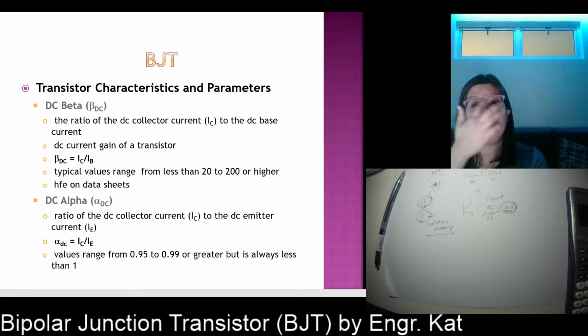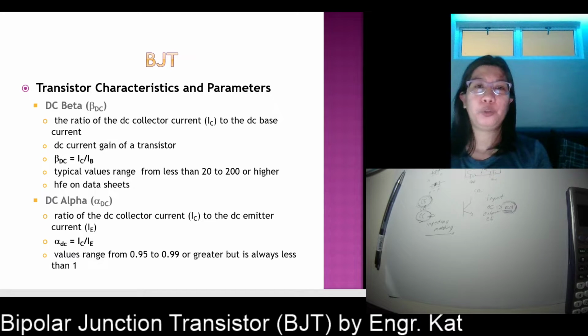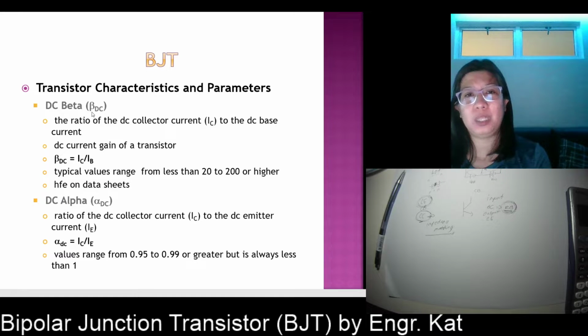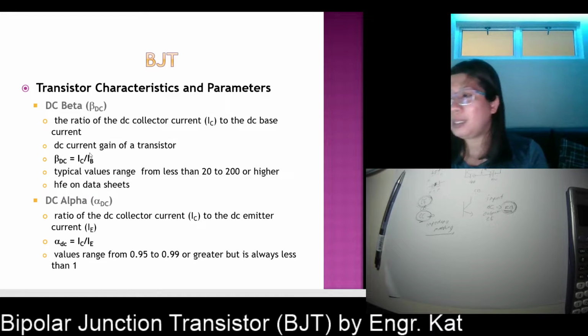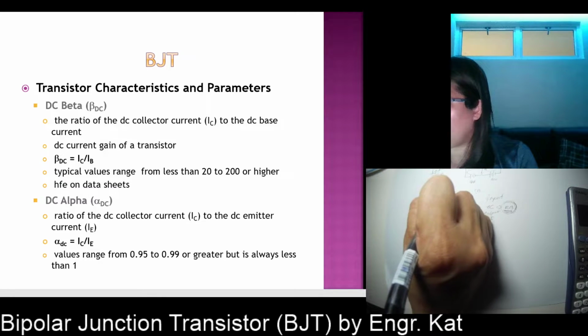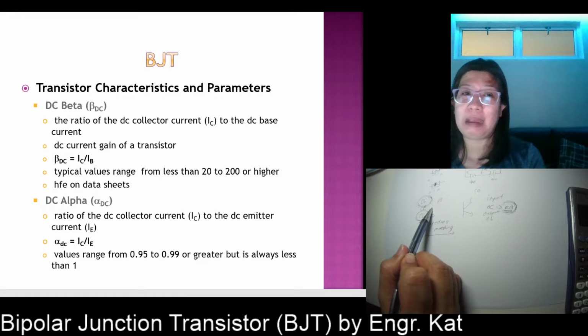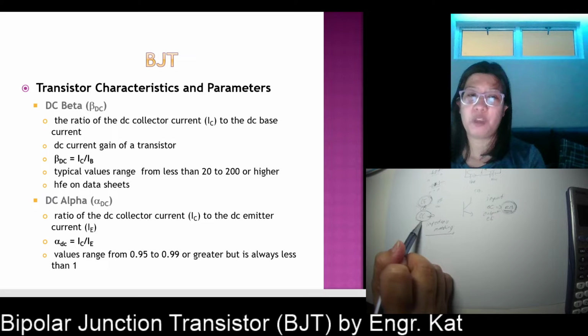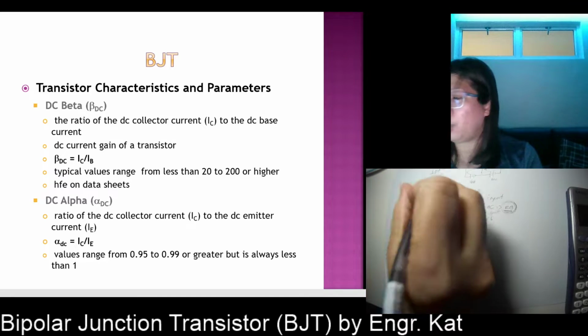Okay, so we have here transistor characteristics and parameters. I'm going to introduce to you some parameters that are important in our future computations. So we have DC beta. The symbol is this one. We see beta in common emitter configuration. Alpha is used in common base configuration. And the third one is your gamma.